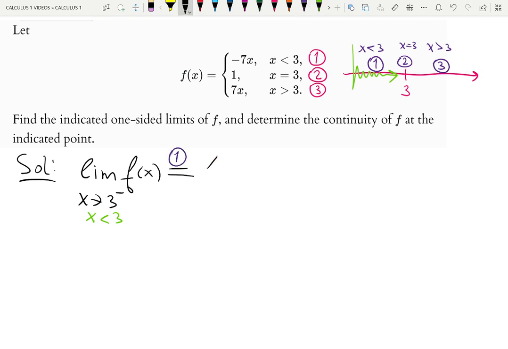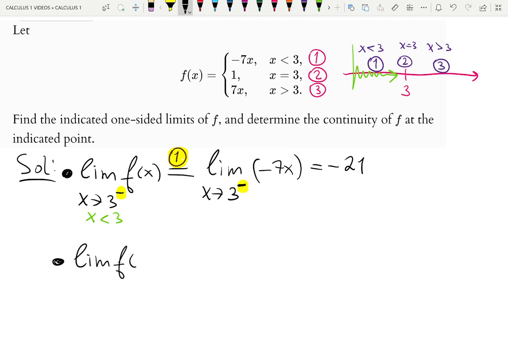Equation number 1 is negative 7x. And this is the only time you need to use this sign of the side limit. That's it. It just helps you to choose the equation to use for the limit. After that, you can substitute 3. 7 times 3 is 21, so it's negative 21. Very nice. Now, let's repeat it for the limit from the right.